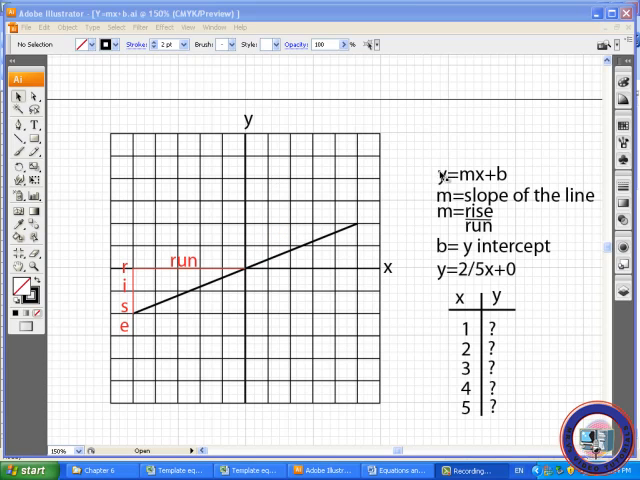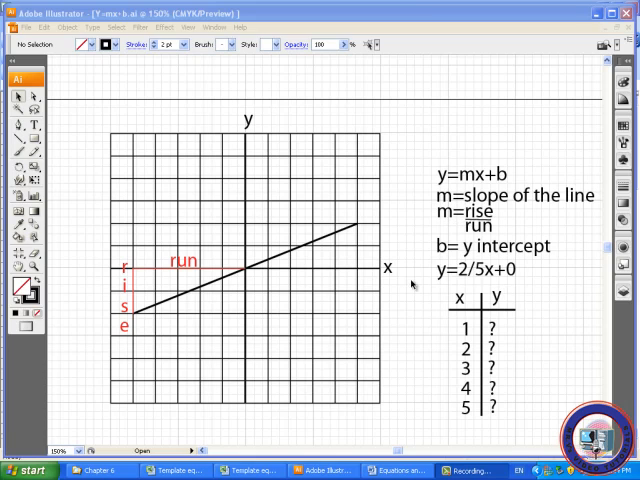Now, y is equal to mx plus b. What is m? M is the slope of the line, so how steep it is. You could have a line that is steeper. You have a line that is inclined or declined. This is an inclined line. So we determine slope by the amount it rises over it runs.